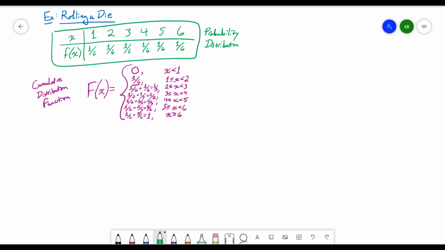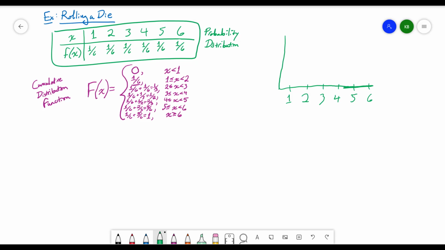So one of the things that we like to do with these is plot them so that we can see on a graph what's happening. So on my first, I have a value of 1, 2, 3, 4, 5, and 6.